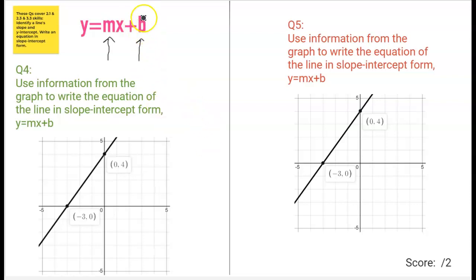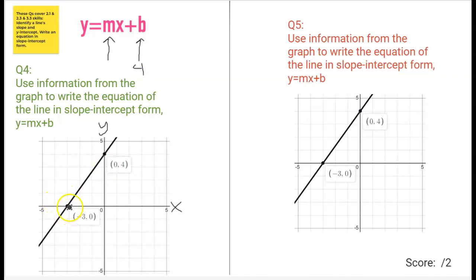So to find the b value, or the y-intercept, you look at where this line crosses the y-axis. And remember that this is the y-axis and this is the x-axis. So it crosses the y-axis at 4. So you know that your b value is 4.